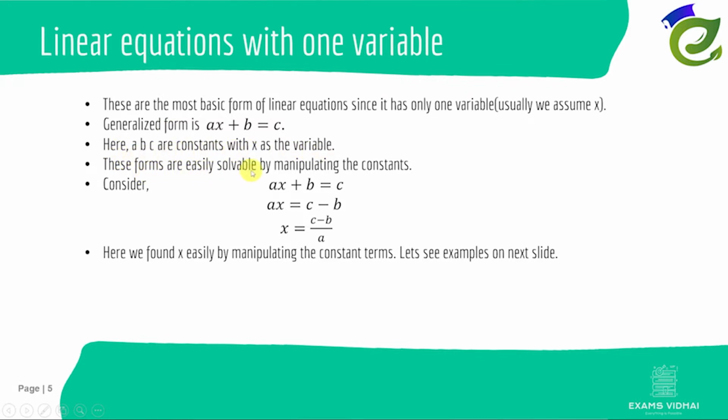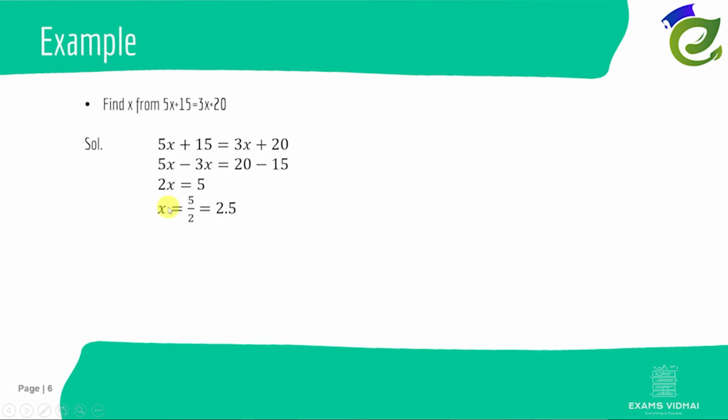These forms are easily solvable by manipulating the constants. As I said, a, b, c are constants. By just manipulating them, you can find the value of x. So as you can see here, I'm subtracting b on both sides. Got ax is equal to c minus b. Then divide a on both sides. We get x is equal to (c minus b) by a. Here we found x easily by manipulating the constant terms. Now let's see some examples on the next slide.